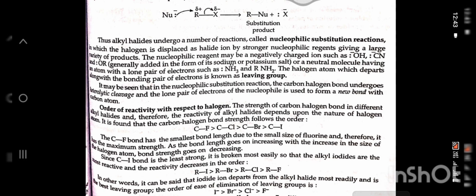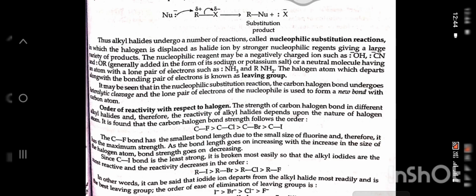The nucleophilic reagent may be a negatively charged ion such as OH⁻, CN⁻, or OR⁻, generally added in the form of its sodium or potassium salt, or a neutral molecule having an atom with a lone pair of electrons such as NH3 and RNH2. The halogen atom which departs along with the bonding pair of electrons is known as the leaving group. It may be seen that in the nucleophilic substitution reaction, the carbon-halogen bond undergoes heterolytic cleavage and the lone pair of electrons of the nucleophile is used to form a new bond with the carbon atom.